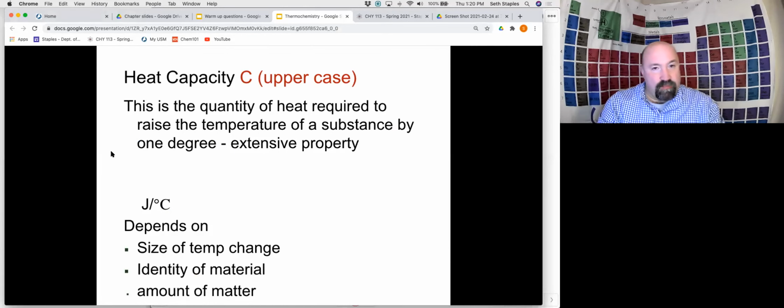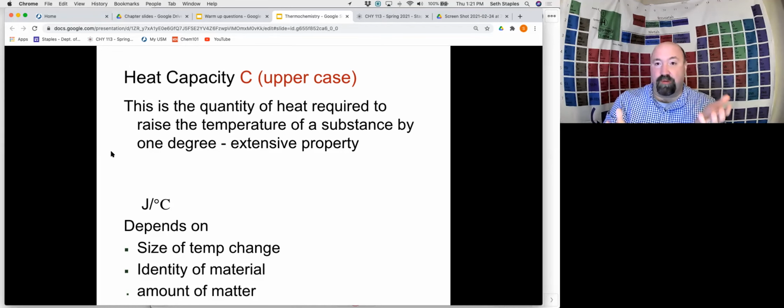Couple different terms that we're going to start to work with. One is heat capacity. For heat capacity, we use an uppercase C, and so C equals the amount of heat that's required to raise the temperature of a substance by 1 degree. Now, this is an extensive property because this doesn't take mass into account yet. The units for heat capacity would be joules per degree C. It's going to depend on how much the temperature changes, the identity of the material, and the amount of matter that there is.